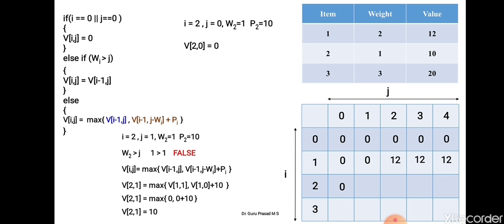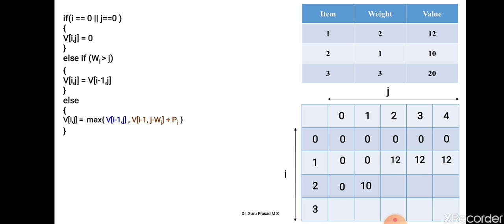W2 greater than j: 1 greater than 1, false. So control goes to the else part. After substituting the values in the else part, we got the maximum value as 10. So cell V of 2 comma 1 value is 10. Next, i equal to 2, j equal to 2. After substituting the values, we got V of 2 comma 2 equal to 12.